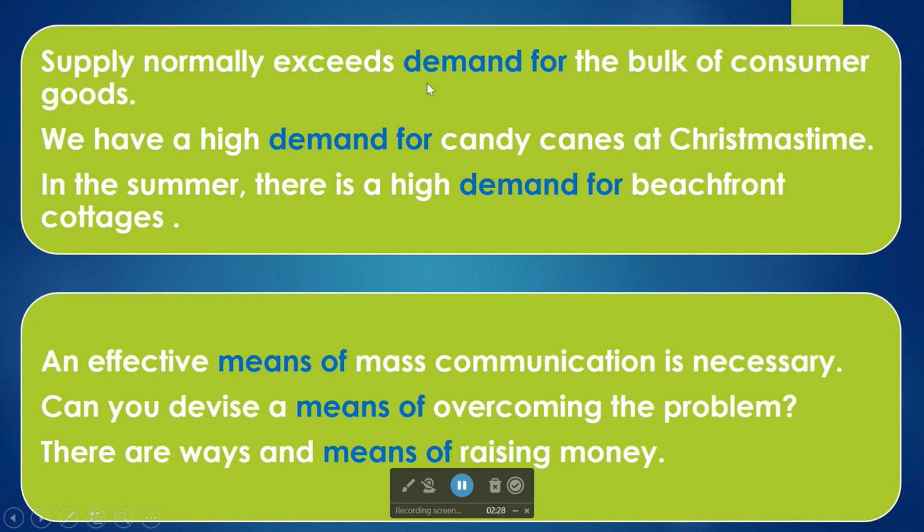So I got 3 sentences with demand for. Supply normally exceeds demand for the bulk of consumer goods. So I explained a little bit with a picture in a previous slide that there is a supply. The company provides the stuff that exceeds, that means they have more. So we have more supplies than the consumer's goods, the bulk of consumer's goods. So we have a demand, but there are more supplies.